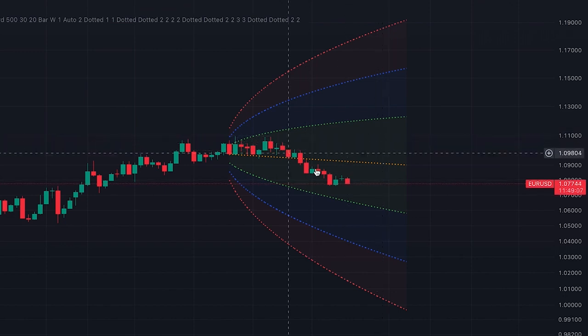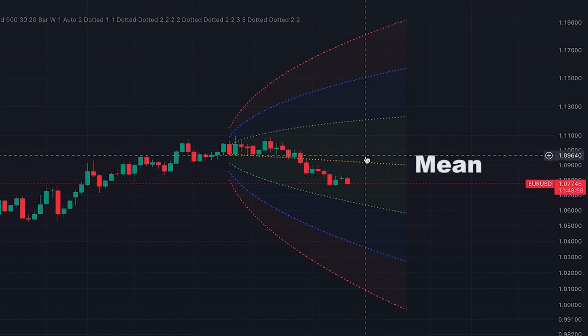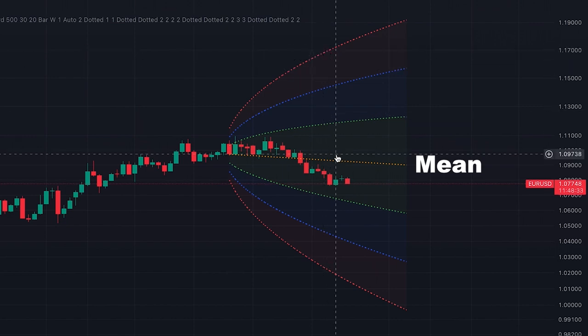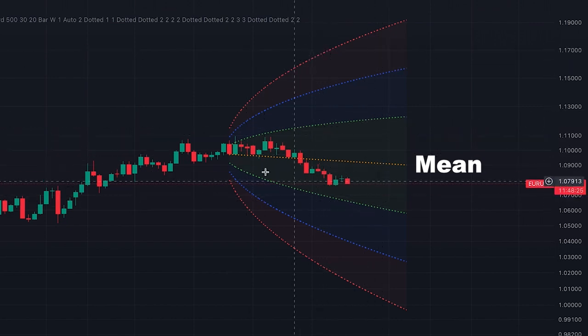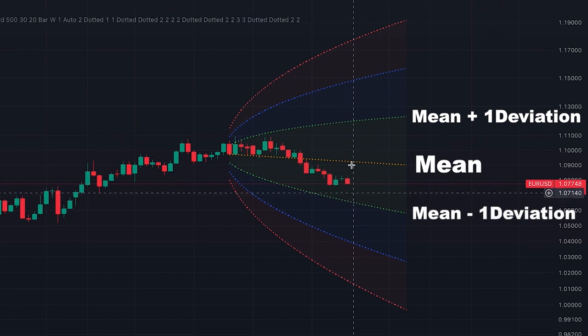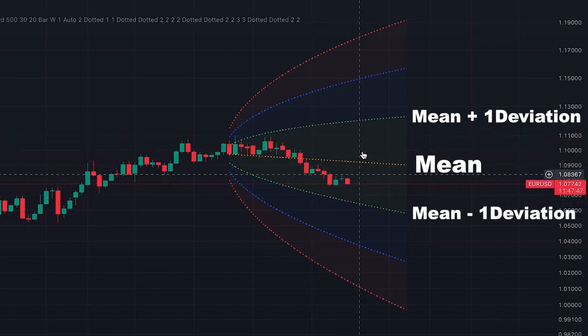Alright, now let me show you what we have here. This middle line, which is in orange color, is the mean, and the price is supposed to typically be more around its mean. And when the price is far from the mean, we expect it to reverse back to the mean. This is our first cone, which is in green color. The upper line is 1 deviation above the mean, and the lower line is 1 deviation below the mean. In other words, the first cone is 1 deviation from the mean.